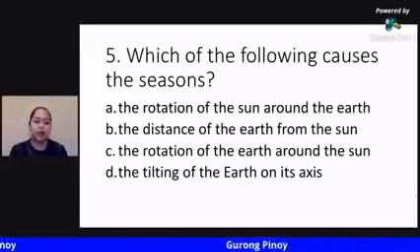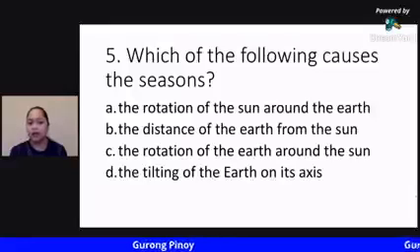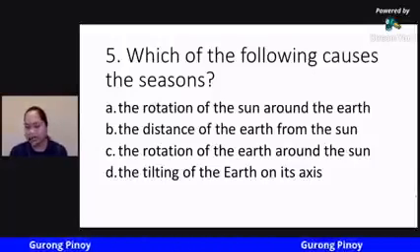Question number 5, which of the following causes the seasons? Is it letter A, the rotation of the sun around the earth? Letter B, the distance of the earth from the sun? Letter C, the rotation of the earth around the sun? Or letter D, the tilting of the earth on its axis?